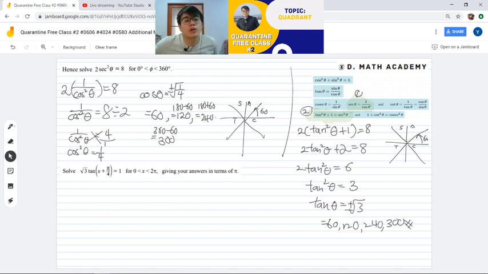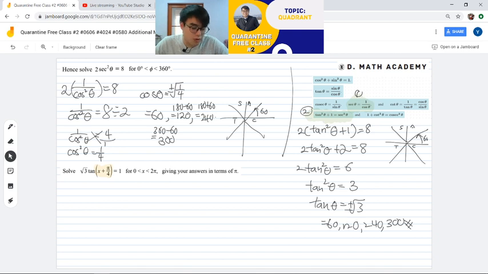Okay, so the next one, what we have here is square root of 3 tangent of x plus pi over 4 equals to 1, for 0 less than x less than 2 pi. Okay, so this question here is the harder type of this. Why do I say so? It's because this thing inside the bracket is not like the previous one that has only one x, or only theta. So there's changes on the range that we have over there.